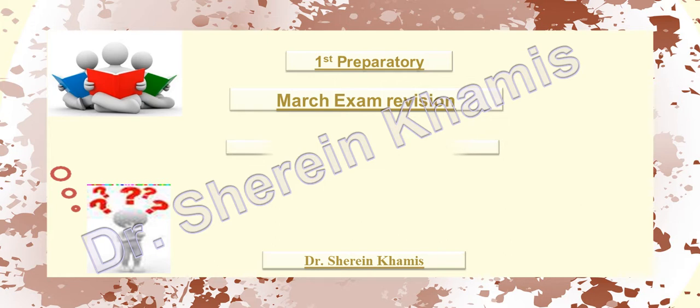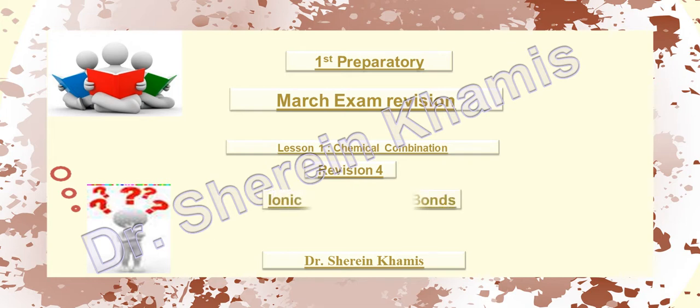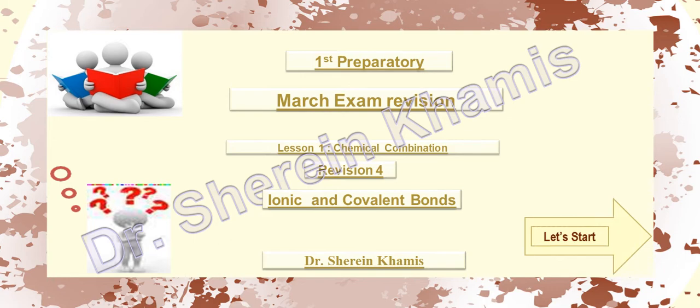Dear students of first prep, we are going to solve questions for the revision of the March exam. We will solve questions on lesson 1, chemical combination. We said we make revisions 1, 2, 3, and this is the fourth revision on the Egyptian Knowledge Bank, and we will solve questions on ionic and covalent bonds today. We have new questions on the Egyptian Knowledge Bank belonging to the Nagwa platform, and we will solve questions for these kinds that we will have in the new kind of exams. Okay, let's start.